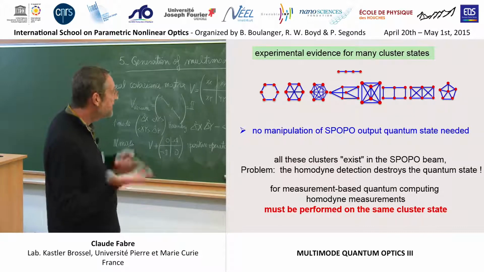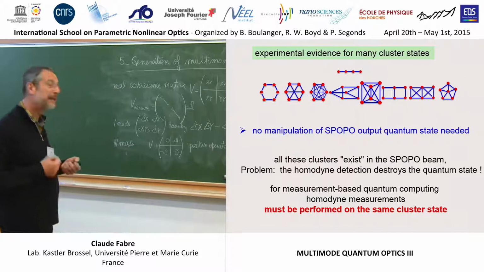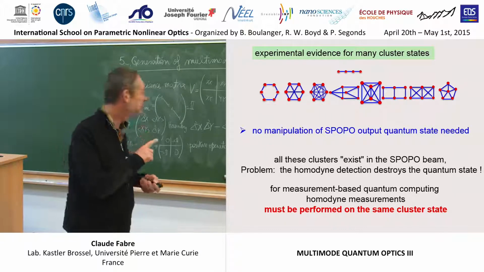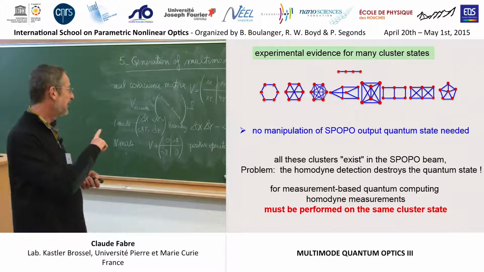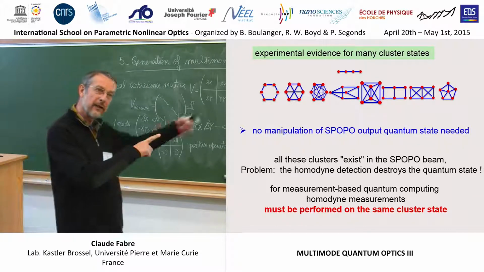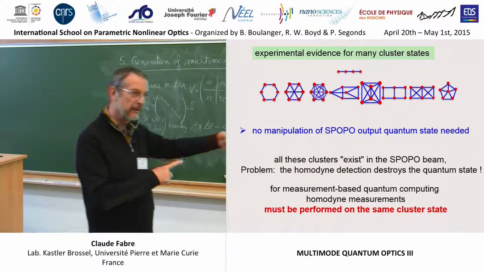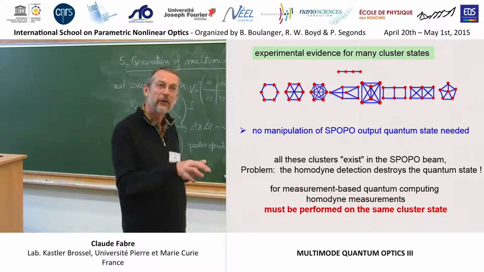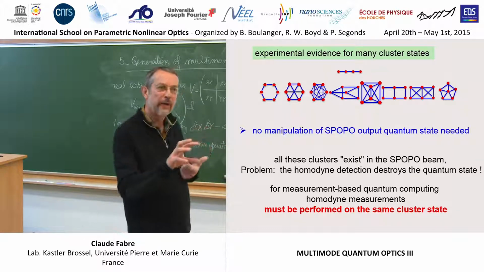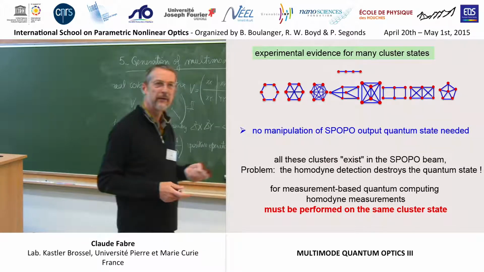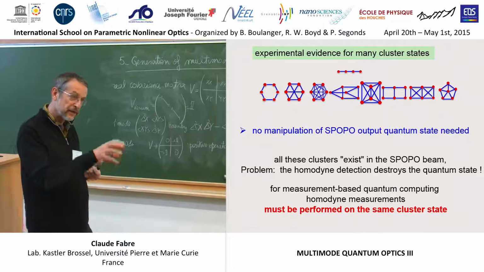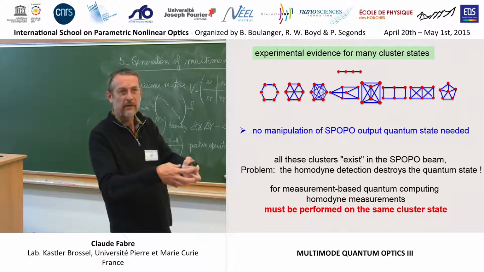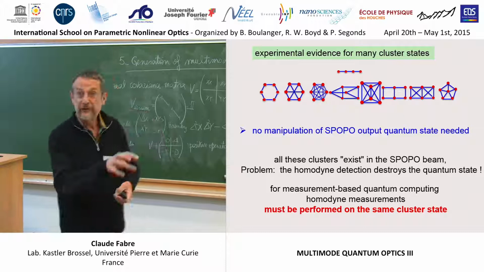All these clusters exist in the beam, but to have the processing which is needed for one-way computing, I have to be faster. I cannot destroy the state. I cannot wait half an hour measuring all the covariance matrix elements. I have to process the same state. Okay, I measure the state, so I have some state reduction, but it's the same one.